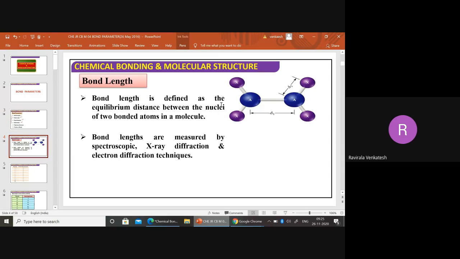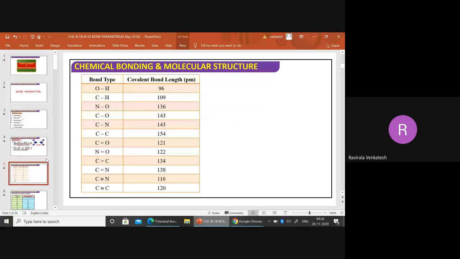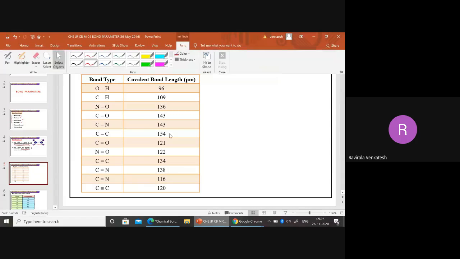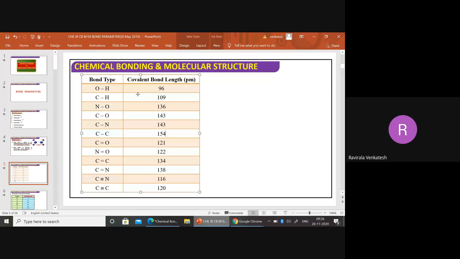That right? Bond length already I said. This is the equilibrium distance, beta. I told you equilibrium distance. This is the equilibrium distance between the center to the center, actually. Equilibrium distance between the nuclei of the two bonded atoms. Internucleus distance, isn't it? Generally, they are measured by X-ray diffraction method. Just I am revising the things, actually, what we discussed now. We have already seen this one. 154 picometer, 150 picometer, everything we have seen this one, right?